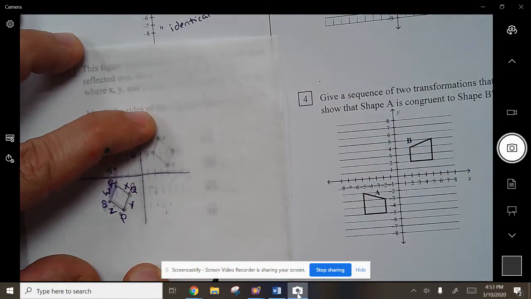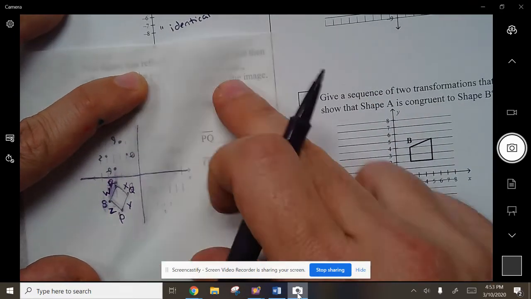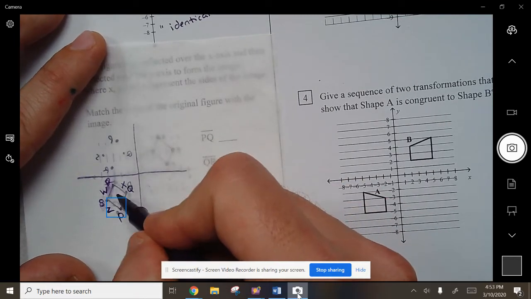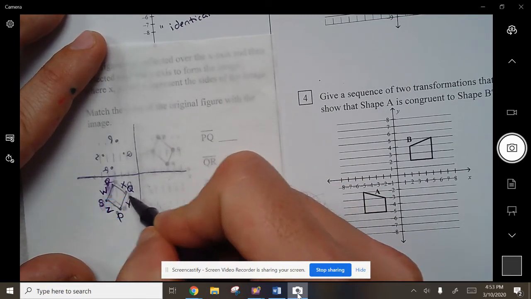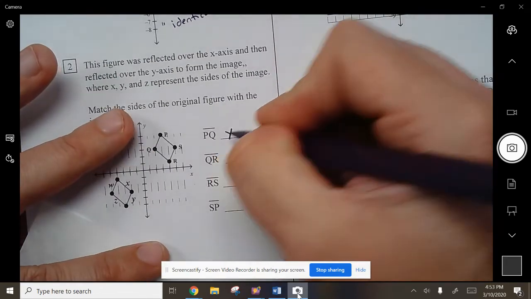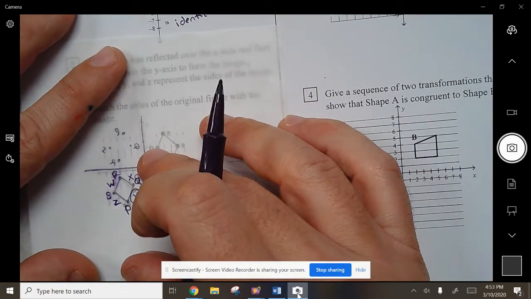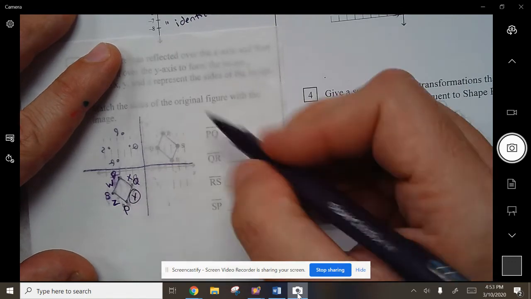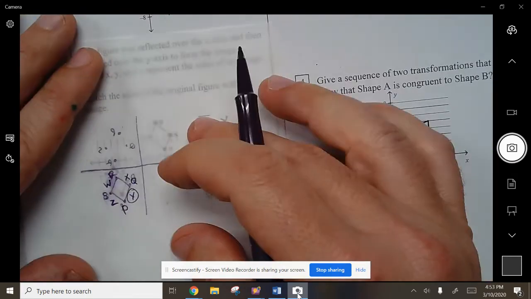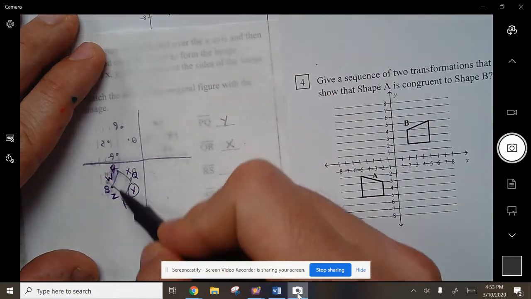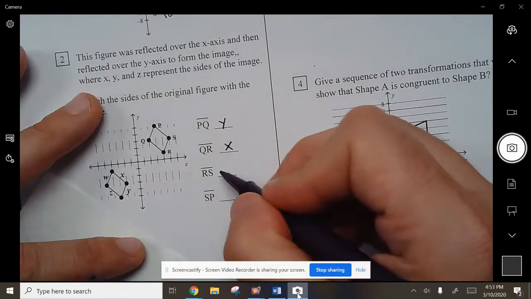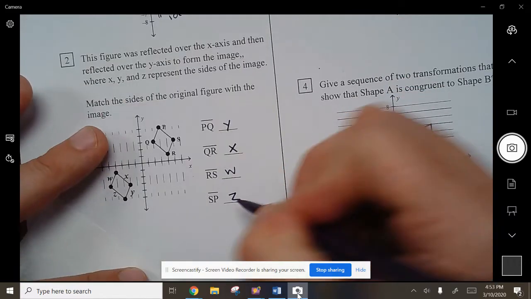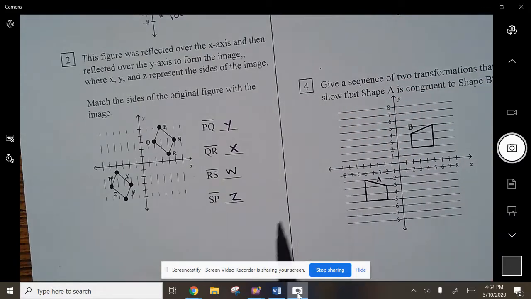All right, now, when you see that, your questions are from PQ. PQ is right here. From PQ, what letter is it? It's Y. All right. From QR, that's going to be X. From RS, that's W. And from Z or SP, that's Z. All right, best you can with the patty paper, okay?